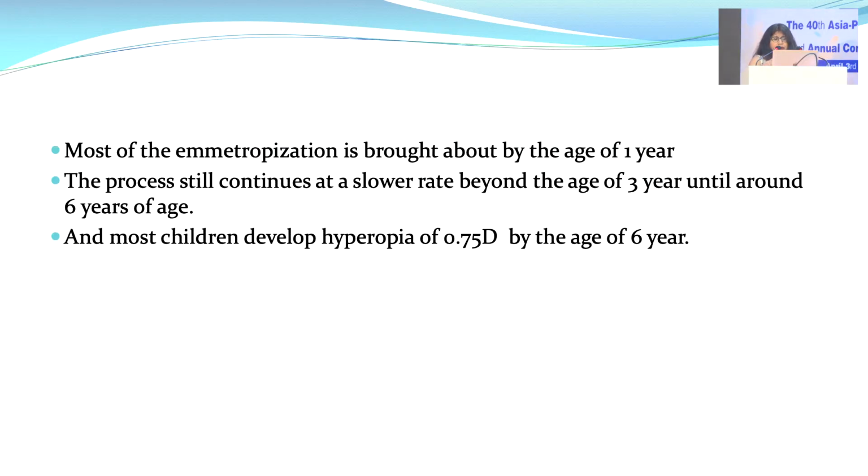Most of emmetropization is brought about by the age of 1 year. The process still continues at a slower rate beyond the age of 3 years until around 6 years. Most children will have hyperopia of about 1 diopter by the age of 6 years. So any kind of visual disturbance during this period, or later on, can also affect the growth of the eye.